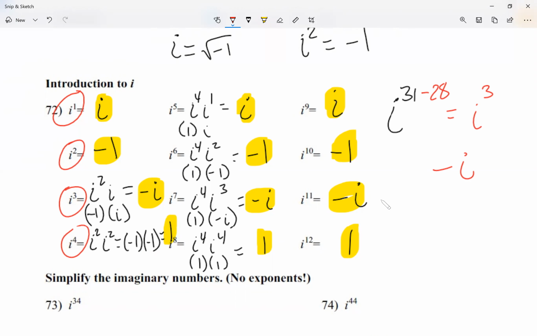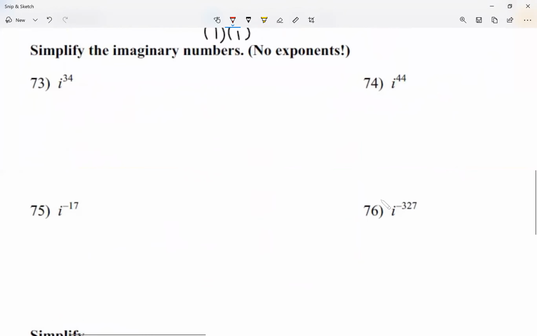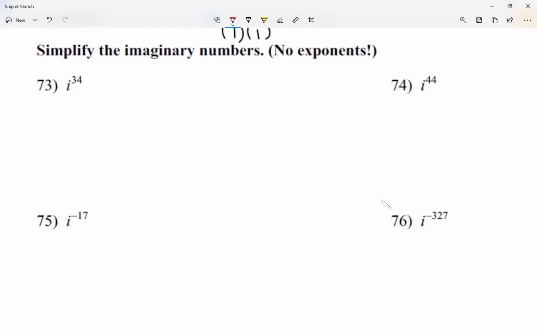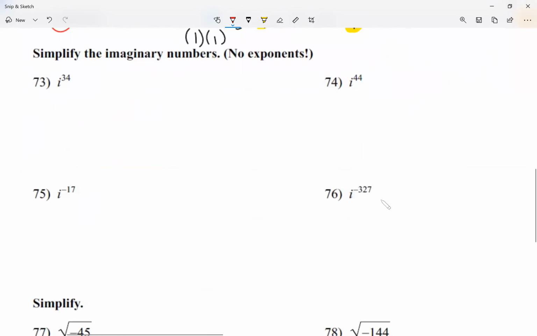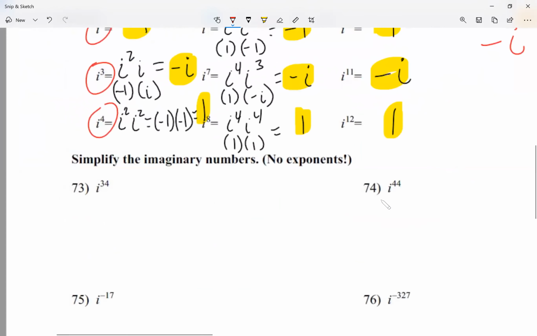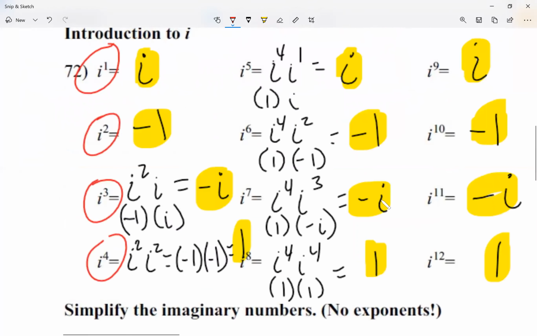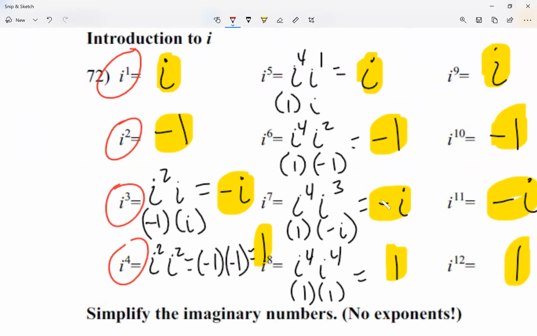So let's take a look at some of our examples here. On the instructions, I'm even going to say simplify the imaginary numbers, no exponents. Before I move on, when I said according to our list, this is the list that I referred to, so make sure you take a look at your notes. When I say according to our list, this is what I mean: i to the 1, i to the 2, i to the 3, and i to the 4th. Those are very, very important keys.